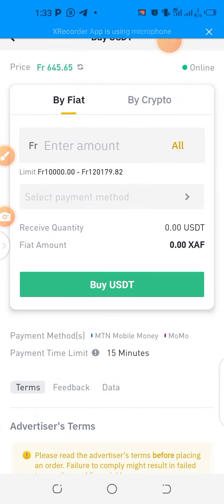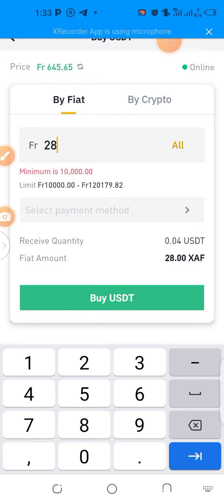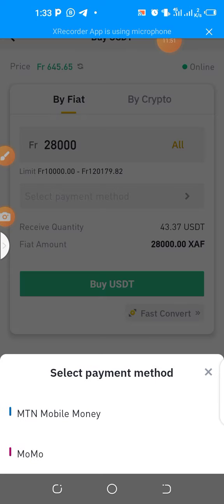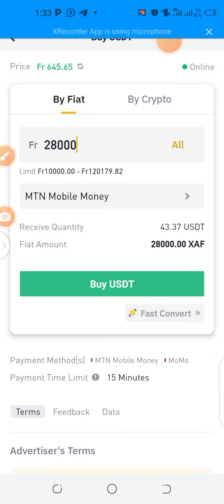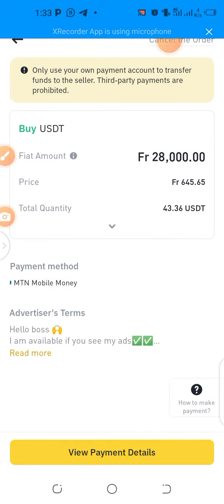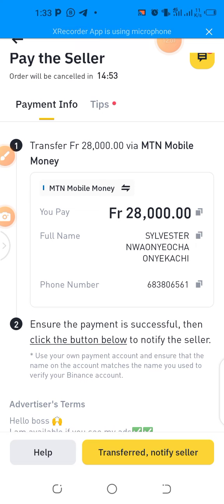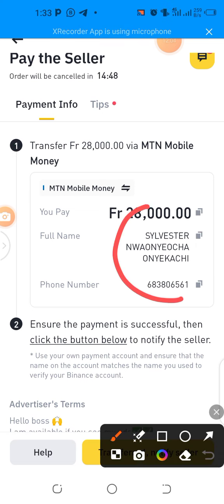Now, let me just try to place this order. Let's say we have 28,000. Now, I'm paying with maybe MTN Mobile Money. Then click on buy USDT. Now, if I click on buy USDT and you move to make payment, this is the person's name clearly written on it. The person's name and the person's number clearly written.